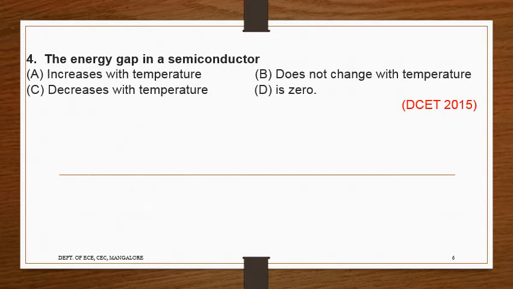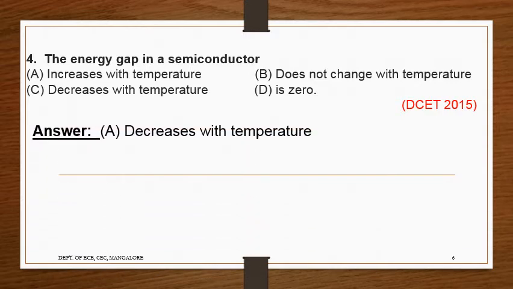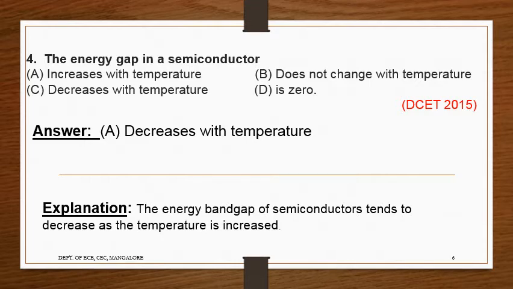Next question. The energy gap in a semiconductor: A, increases with temperature, B, does not change, C, decreases, D, is 0. So the answer is decreases with temperature. The energy gap in a semiconductor decreases with temperature.